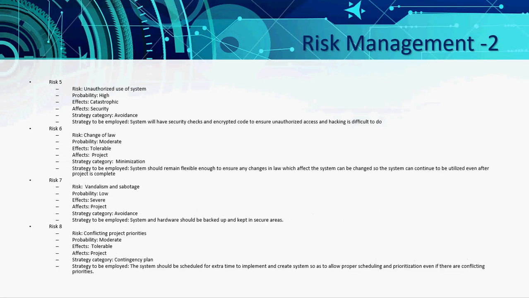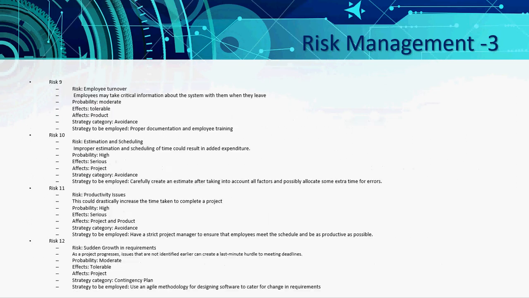of its competition. We have the unauthorized use of a system, where the probability is very high and it is very catastrophic to the system as it affects security. So we have threat avoidance, where the system will have security checks and encrypted code to ensure unauthorized access and hacking is difficult to do.